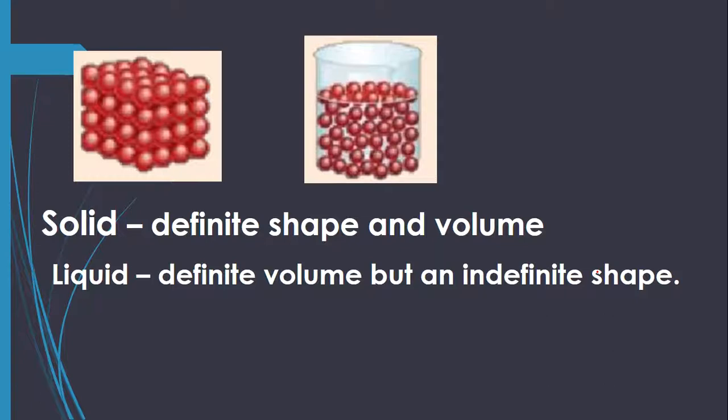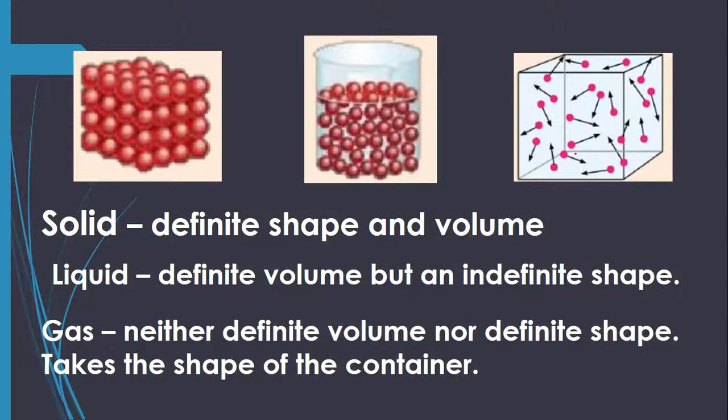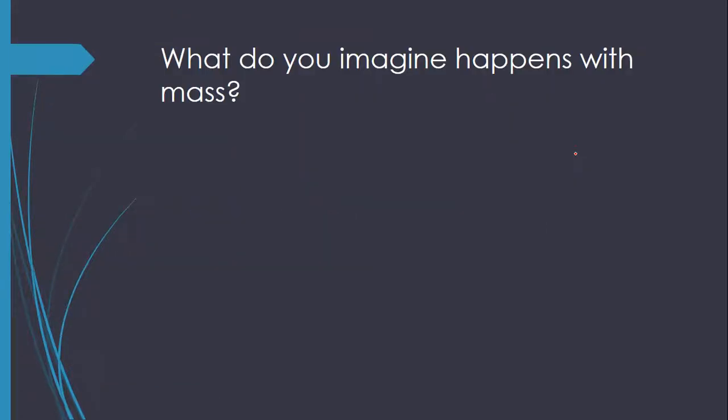But when I drop it on the floor, it takes the shape of the floor. But the volume is still there. So if I spill 30 milliliters on the floor, it's still 30 milliliters. The volume is the same, but the shape is not definite. And then gas, of course, has neither definite volume nor definite shape. It'll just take the shape of the space it has.